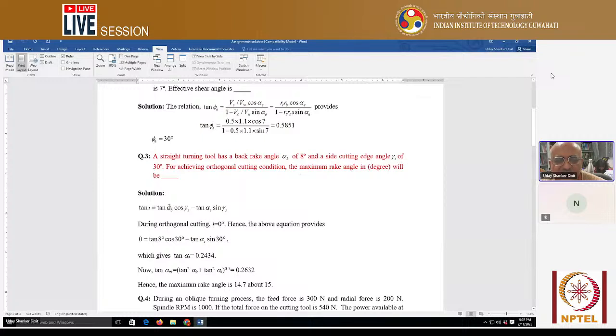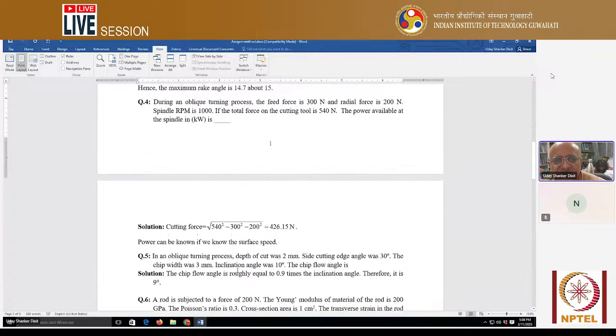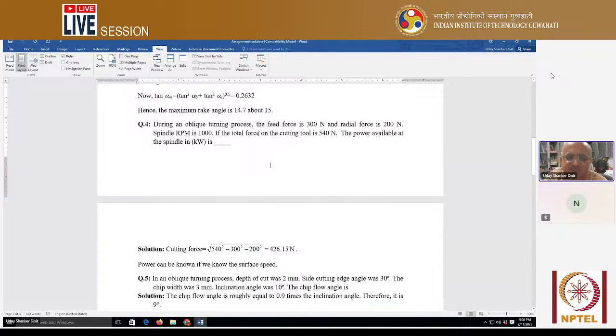So what we are doing is, in the orthogonal cutting condition formula, you put tan i equal to this much. By that you will get tan alpha s, and then tan alpha m will be the square root of tan square alpha b plus tan square alpha s, and this is 0.5. Sometimes we also give questions based on general mechanics. We have given feed force 300, radial force 200, and spindle RPM 1000. If the total force on the cutting tool is 540 Newton, then how much is the power available?